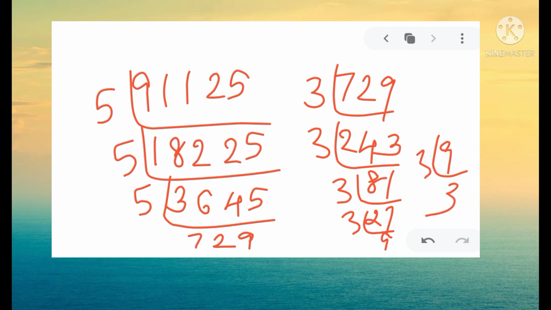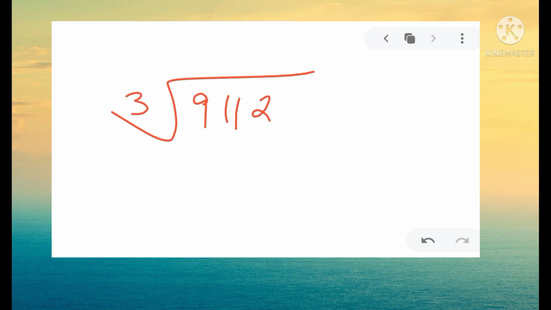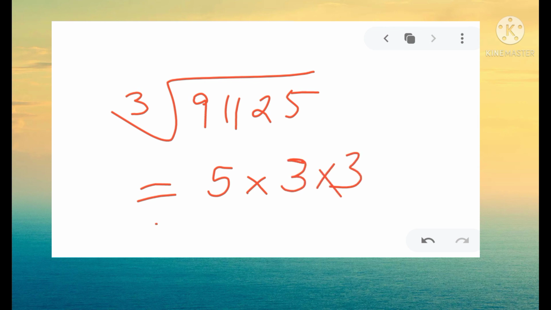3. So we can see here one set contains 3 5s, another set contains 3 3s, and the third group contains 3 3s. So we can write the cube root of 91125 as, first 5, then 3 into 3. So the answer is 45.